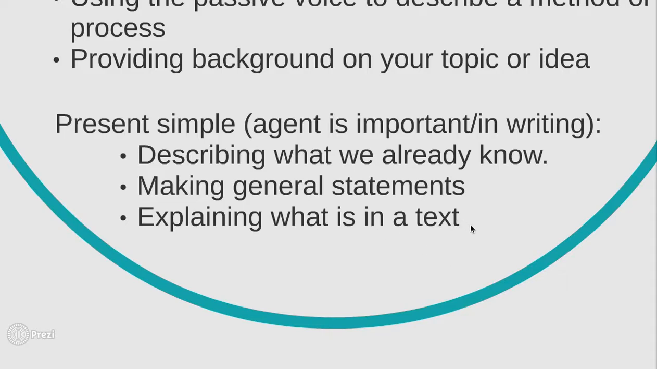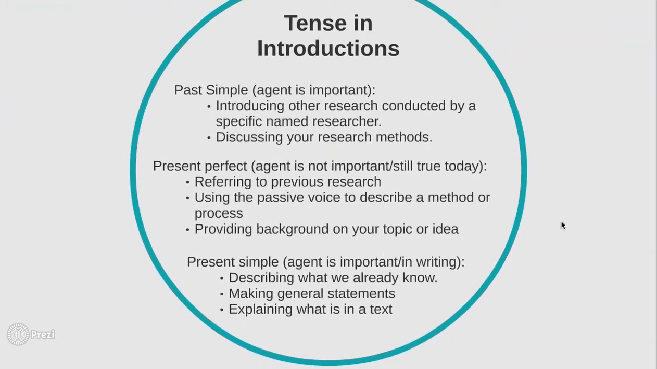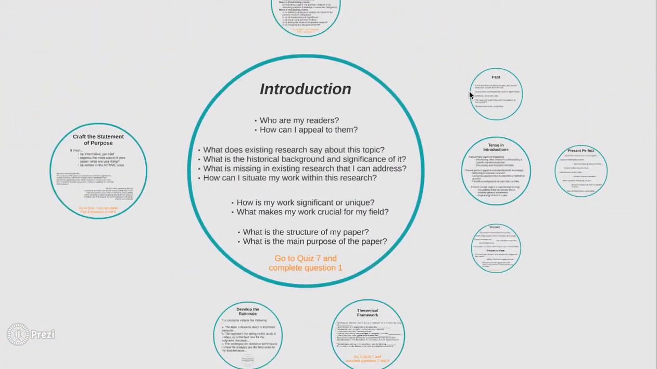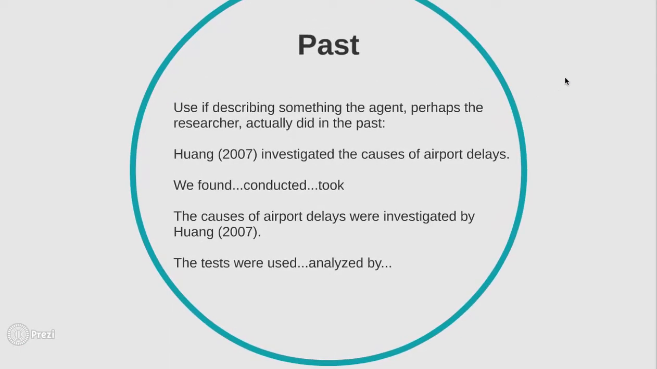So explaining what is in a text. Again, if it's something that the author argues, it's written in the text, the piece of paper is right in front of you, or it's an article that exists, that is present tense. Okay, so let's go into some details. Let's look at past tense.